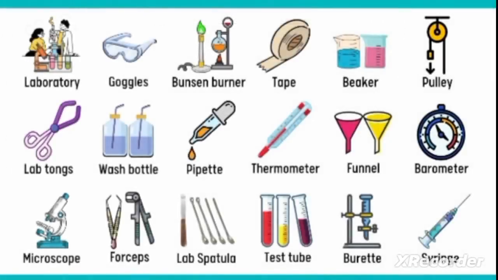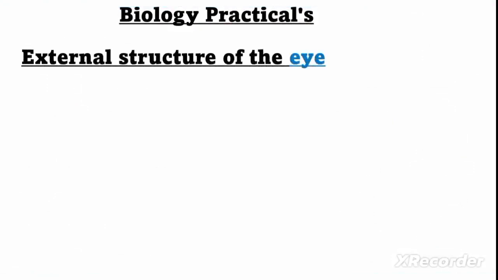In this video, we are going to look at the biology practicals. So here we have some of the apparatus that we'll be using to do practicals, or some of the apparatus that we'll be using to do experiments. Okay, so the first thing that we are going to look at is the external structures of the eye.